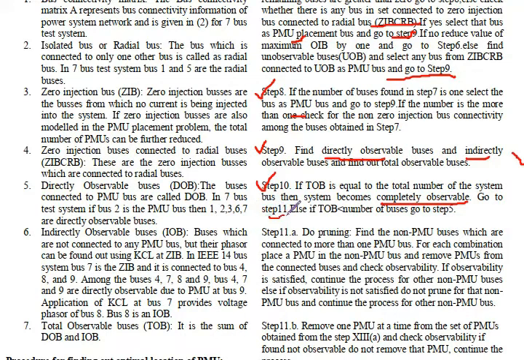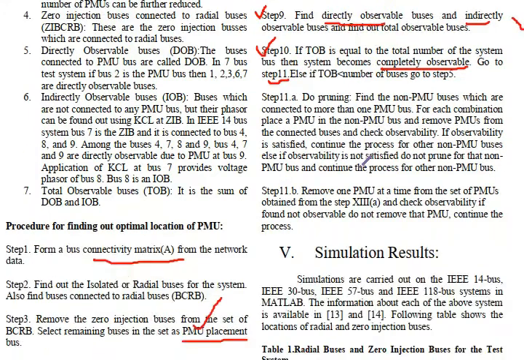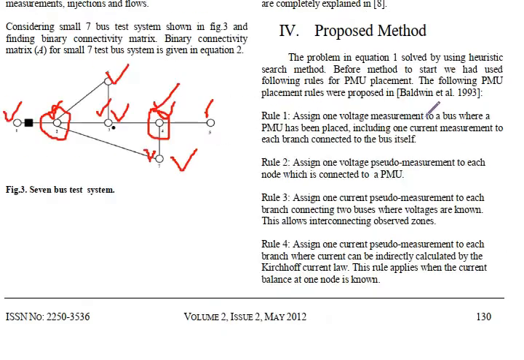So go to step 11. Otherwise, go back to step 5 and repeat it again until you make the system observable. So in the next step, step 11, you have to do the pruning. What does it mean, the pruning? You will find one non-PMU bus which is connected to more than one PMU bus. So you have to find the buses which are connected to more than one PMU bus.